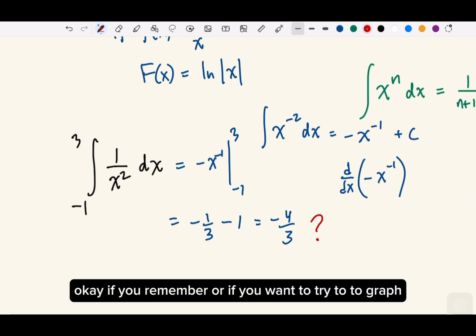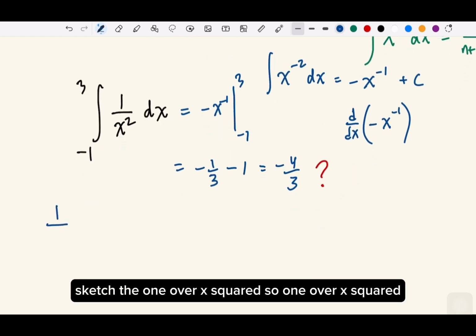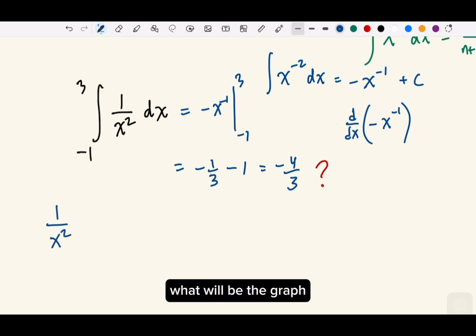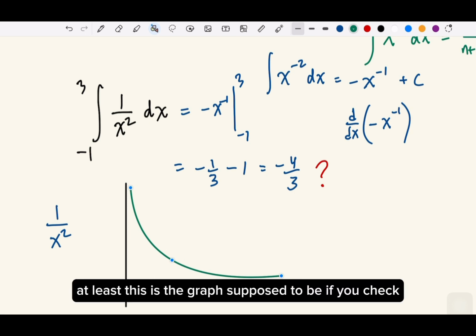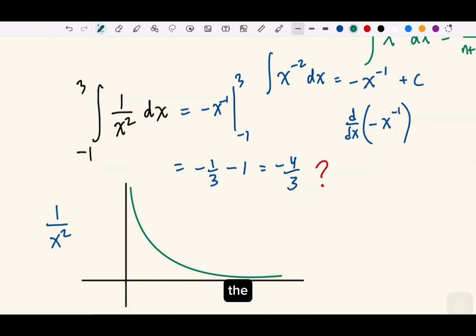Okay, if you remember, or if you want to try to sketch the 1 over x squared. So 1 over x squared, what will be the graph? It's going to be this, right? At least this is the graph supposed to be. If you check the GeoGebra, you can draw 1 over x squared. I think this one should be right, without any other curve.